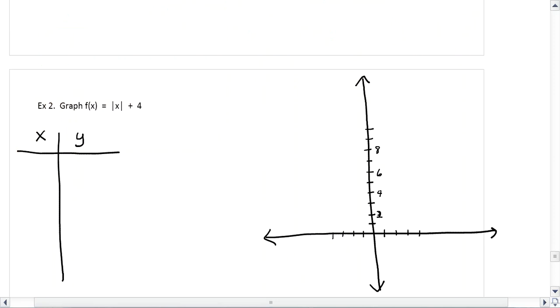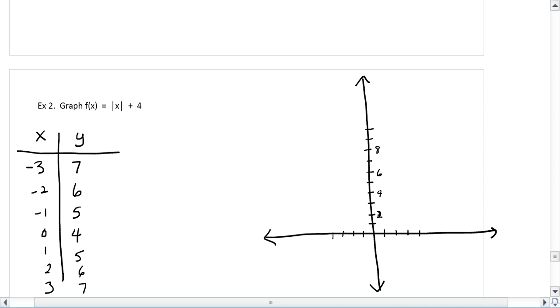Now in example 2, we're asked to graph the function absolute value of x plus 4. So once again, we make a t-chart, and we need to put in both some negative and positive values, so we make sure we get both sides of the v. So if we take this -3, put it in for x, we get 3, plus 4 is 7. Putting in the -2, we get 6. Putting in the -1, we get 5. Putting in the 0, we get 4. 1 is 5. 2 is 6. 3 is 7. So now let's graph these.